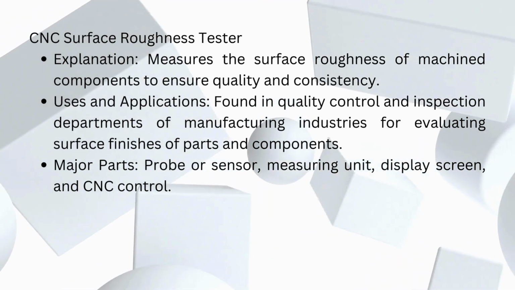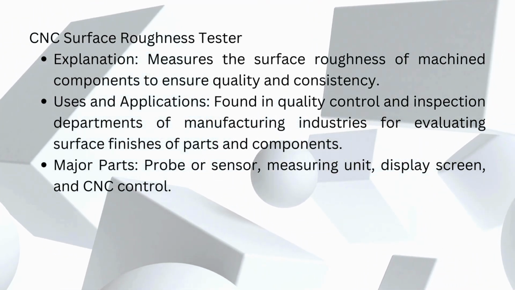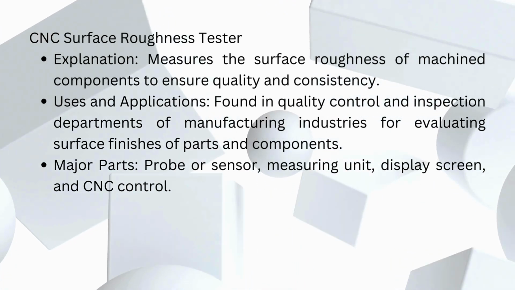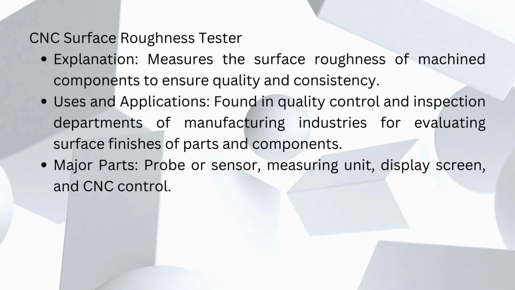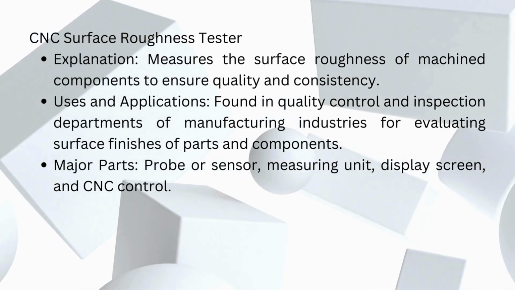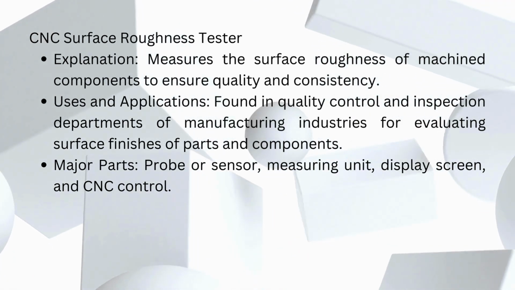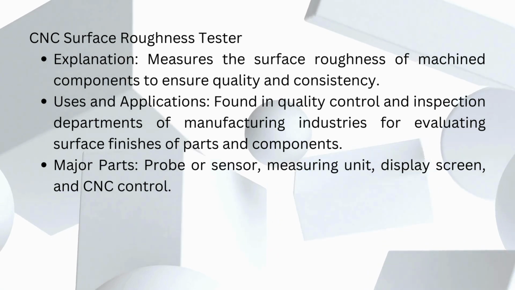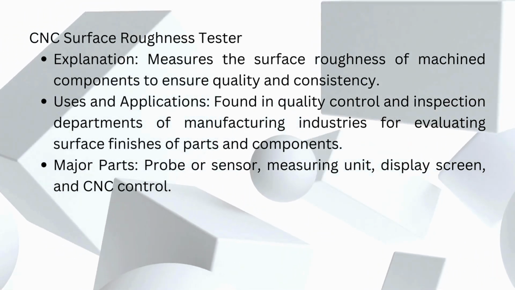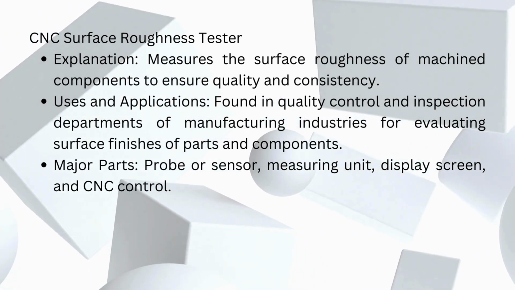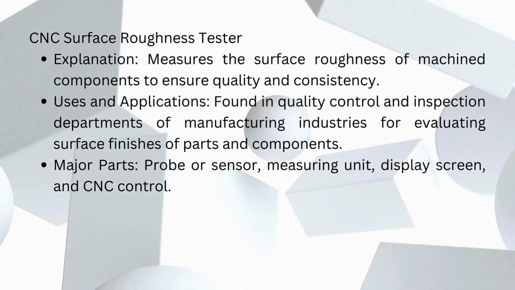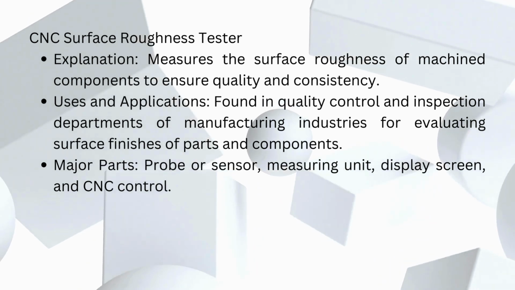CNC surface roughness tester. Explanation: measures the surface roughness of machine components to ensure quality and consistency. Uses and applications: found in quality control and inspection departments of manufacturing industries for evaluating surface finishes of parts and components. Major parts: probe or sensor, measuring unit, display screen, and CNC control.